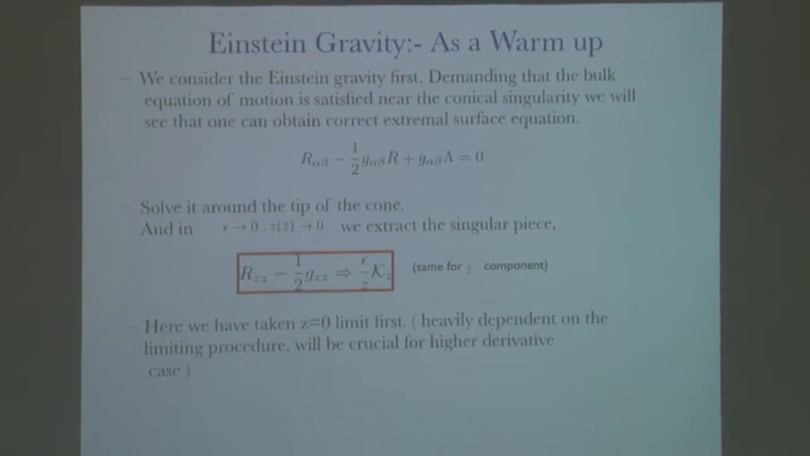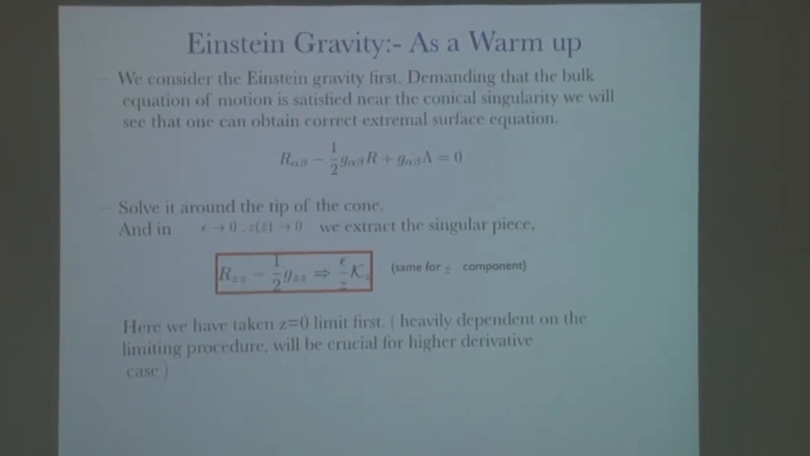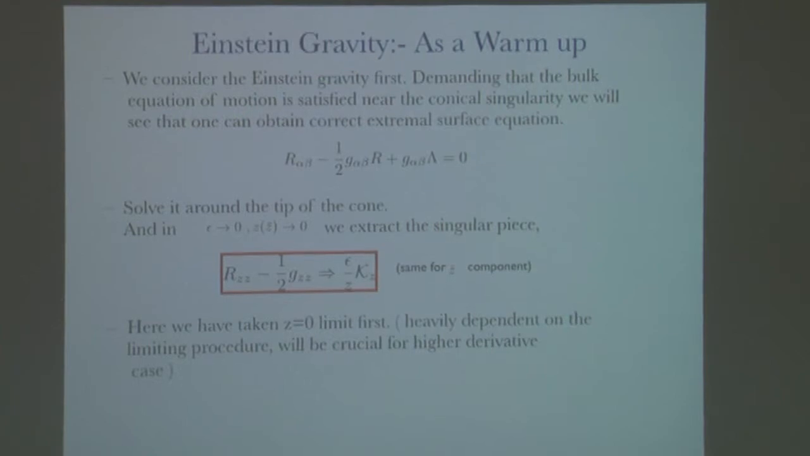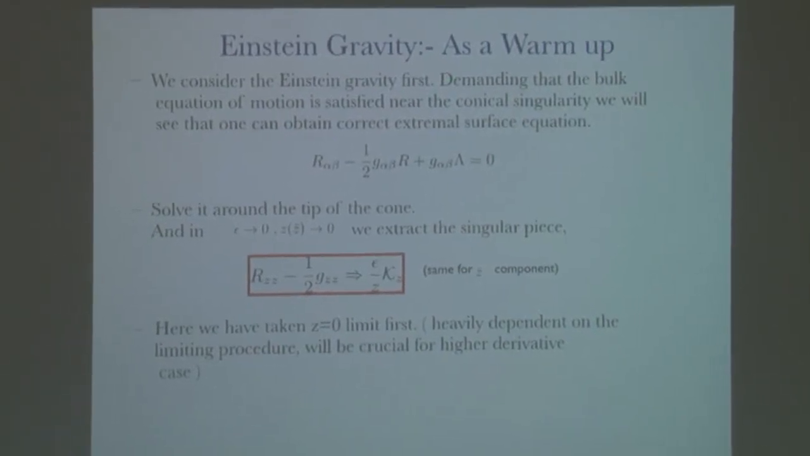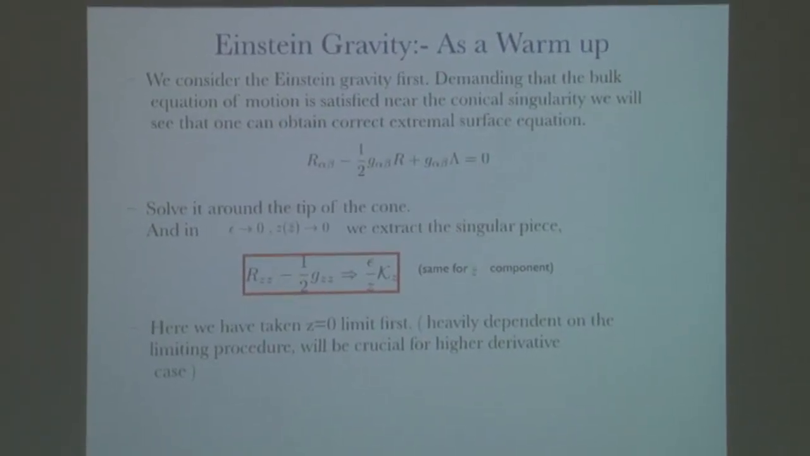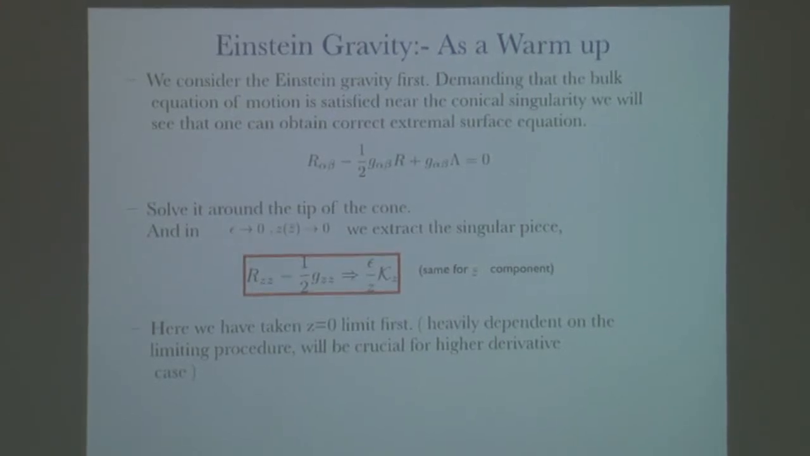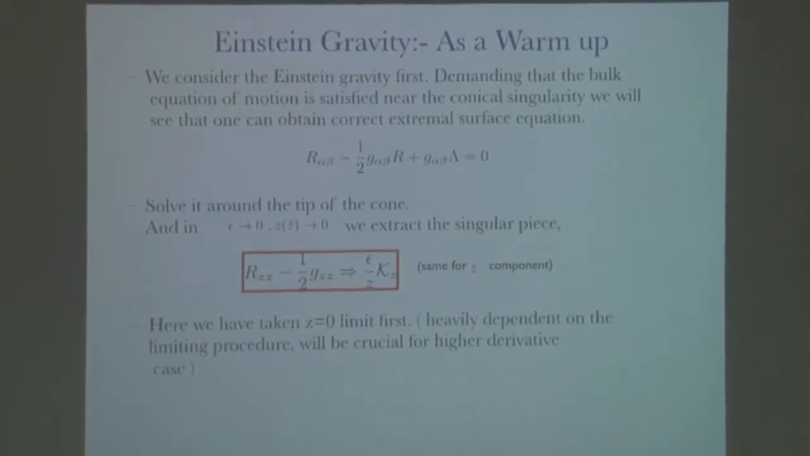Now, first we test this proposal for Einstein gravity as a warm up. It is a very simple theory, and this is the well known Einstein equation. So, we will solve this equation near the tip of the cone. Now we have to take two limits. There are two parameters, epsilon and z bar. So, we have to take z bar goes to 0 and epsilon goes to 0, but we have to take the limit in a particular fashion.